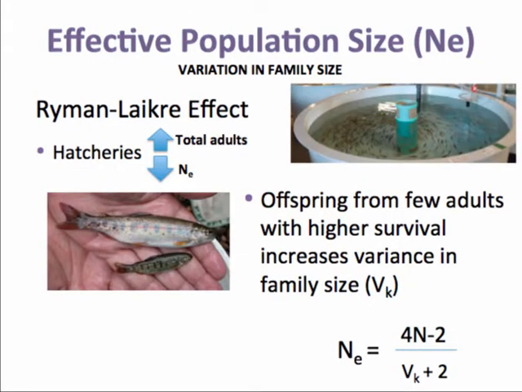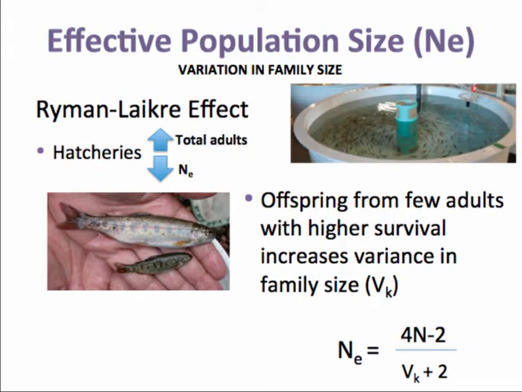So variation in family size is also relevant when you're talking about fish and hatcheries, and this creates something called the Ryman-Laikre effect. So in hatcheries, by supplementing wild populations, it increases the total number of adults, but it actually decreases the effective population size. And this is because offspring from a few adults with higher survival increase the variance in family size, or that VK. And the reason for this is because in a hatchery, you often have just a few individuals that are then producing many, many offspring.